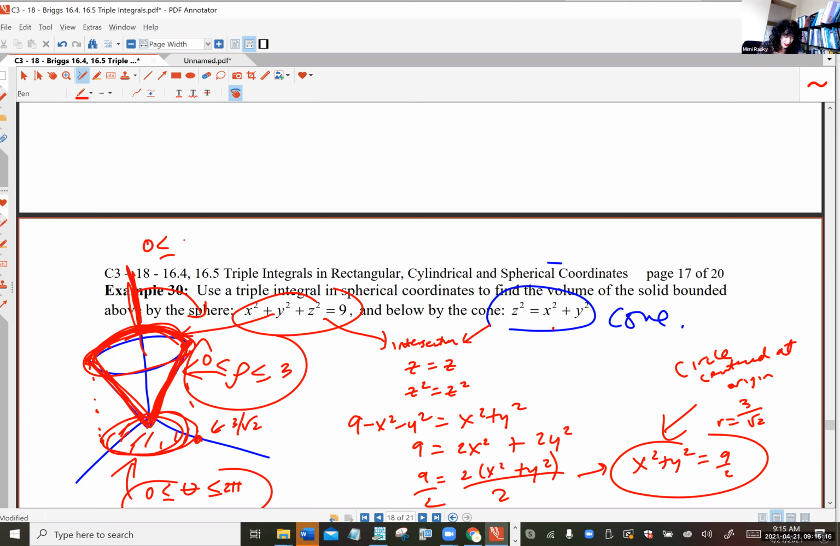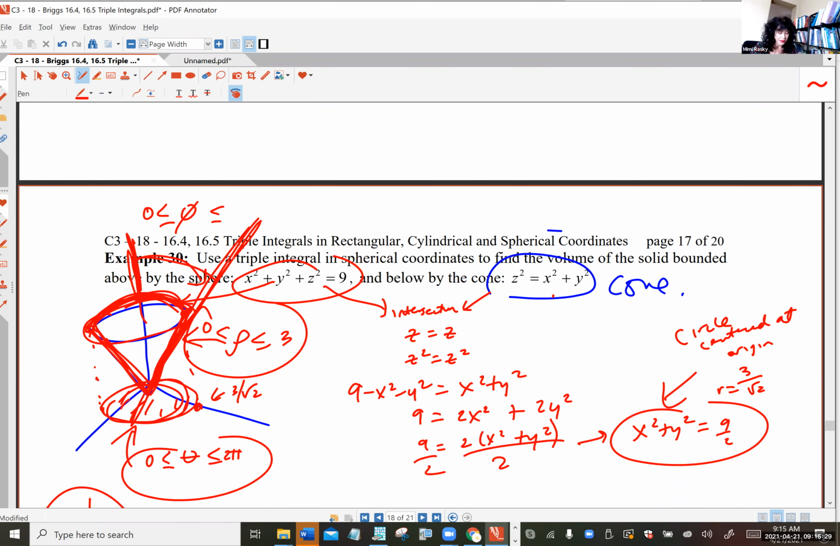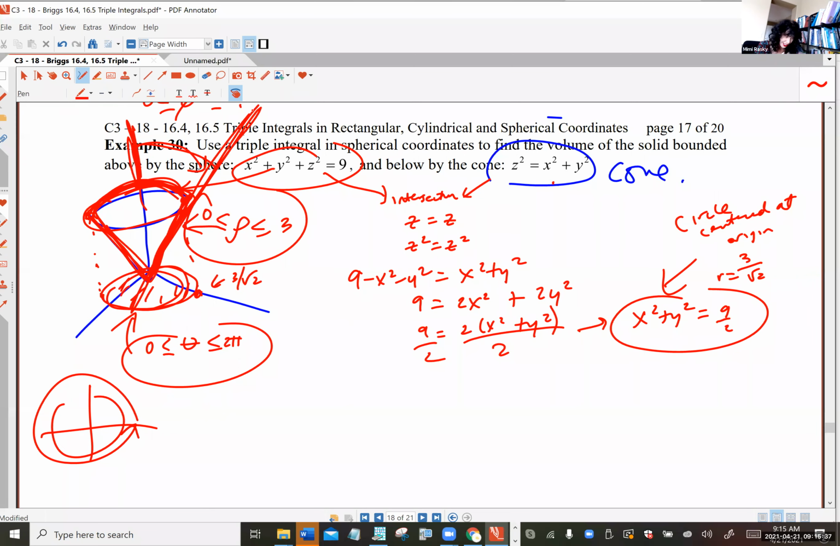So our phi is definitely going to have a lower limit of 0. But what's the most it gets? The most it gets is whatever that angle is right there. So it's somewhere in between 0 and pi halves, because pi halves would be if the cone was flattened into the xy plane. So this is the hard part, getting that angle.